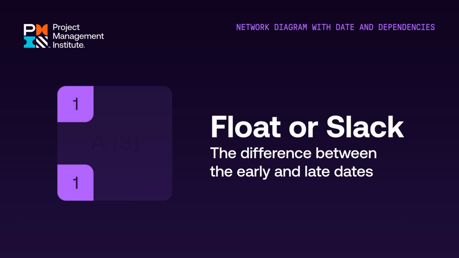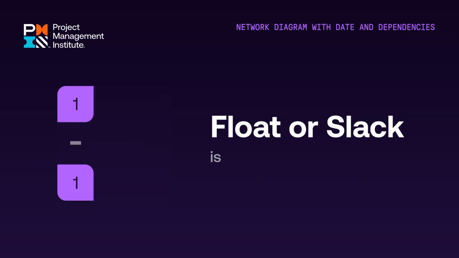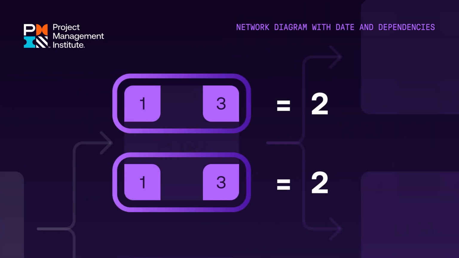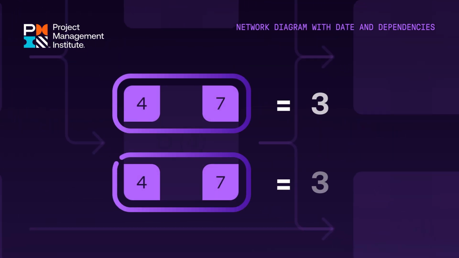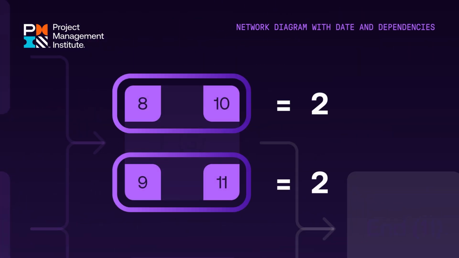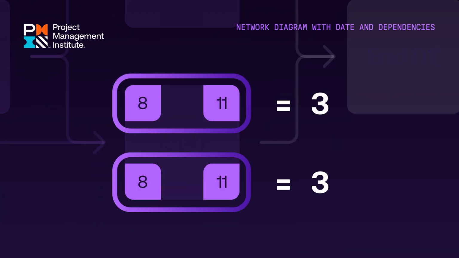The difference between the early and late dates is known as the float or slack for the activity. ES minus LS and EF minus LF. Activities on the critical path will have a float or slack of 0 days. To double-check on your forward and backward pass answers, the difference in days between the early and late start dates and the difference in days between the early and late finish dates should be the same number of days.